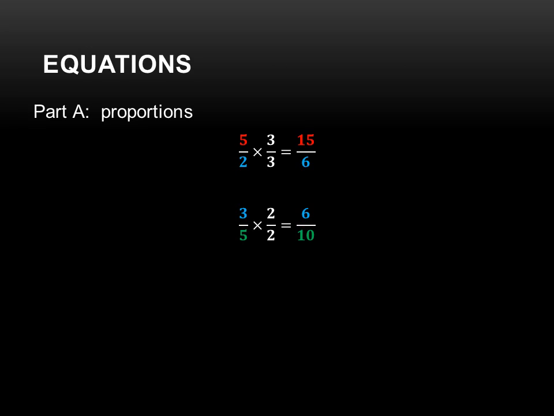The equations for part A are to find proportionate ratios. Writing the ratio of 5 to 2 in fraction form, I have 5 halves. To get a proportionate fraction with 6 blue crayons, I multiply by 3 over 3. I did the same thing for the second ratio, except I multiplied by 2 over 2.